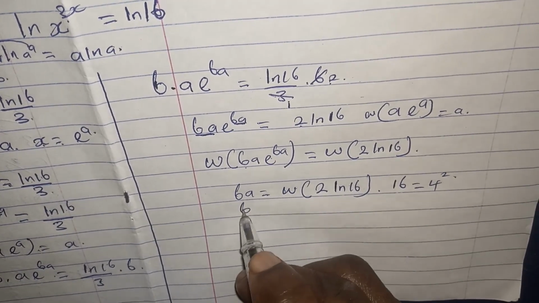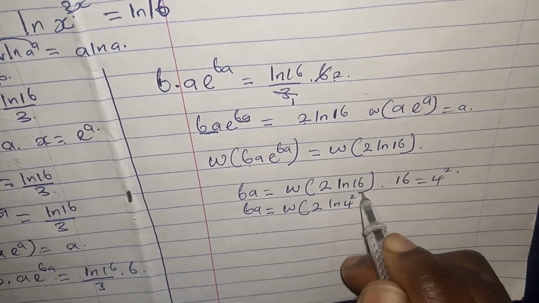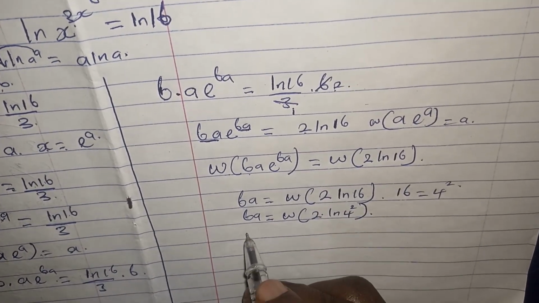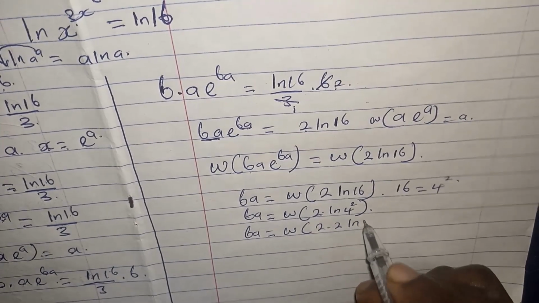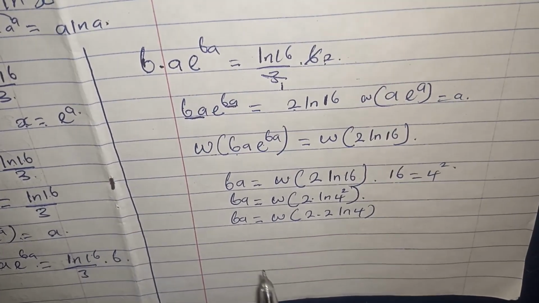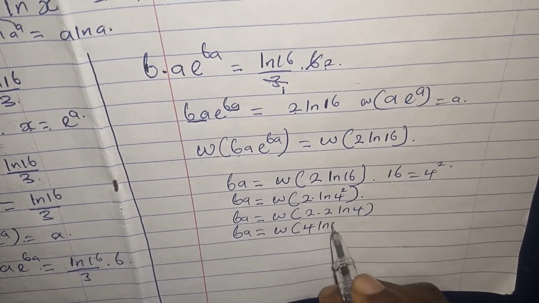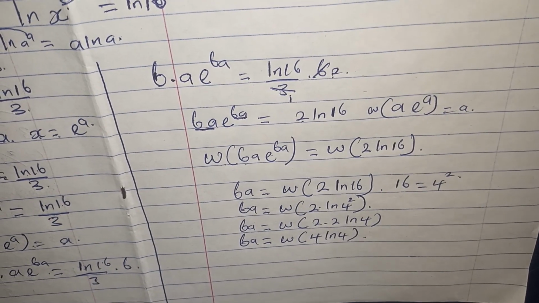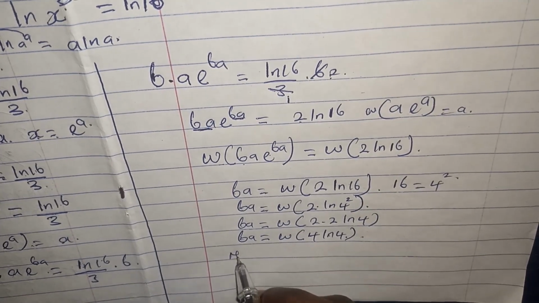So I can say 6a equals the Lambert W function into 2 ln of 4 to the power of 2, close bracket. So this 2 will be coming to the front. So I will have 6a equals the Lambert W function into 2 times 2 ln of what? Ln of 4, close bracket. So I can simply write this as 6a equals the Lambert W function into 4 ln 4. Okay, so this is what we now have. 6a equals the Lambert W function into 4 ln 4.